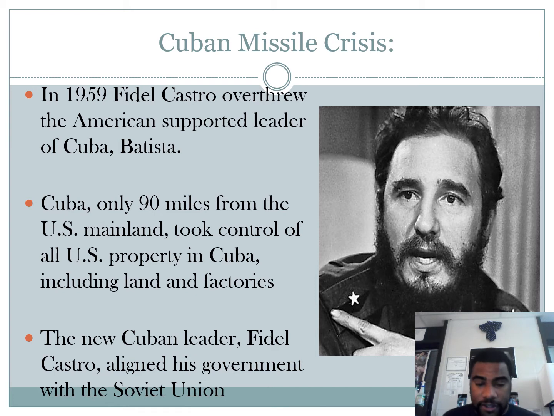Cuban Missile Crisis. In 1959, Fidel Castro overthrew the American-supported leader of Cuba, Batista. Ooh, Lord have mercy. Cuba, only 90 miles from the U.S. mainland, took control of all U.S. property in Cuba, including land and factories. The new Cuban leader, Fidel Castro, aligned his government with the Soviet Union.